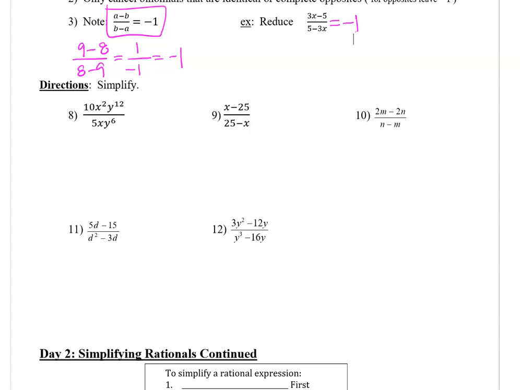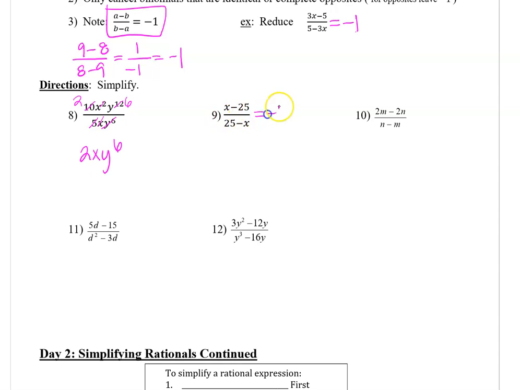Okay, so I'm going to look at this first example, and I notice that I have a monomial and a monomial. Everything's being multiplied, so I can reduce the 5 with the 10 and get a 2, an x with an x squared and leave an x, y squared with a y to the 12th, and that leaves me with a y to the 6th. So this is 2x y to the 6th, all over 1 because everything canceled, and that would be our answer.